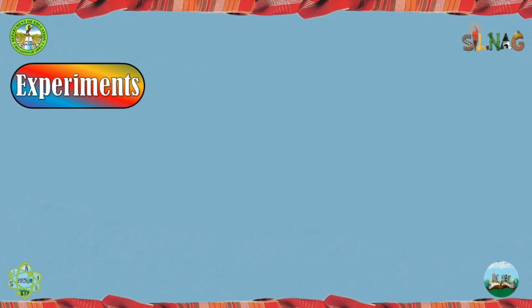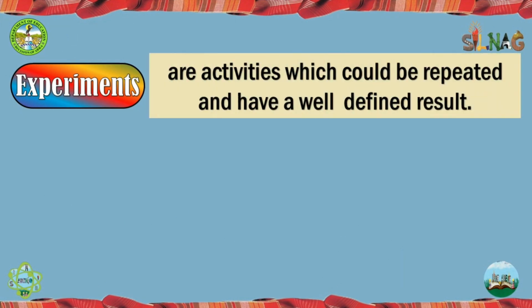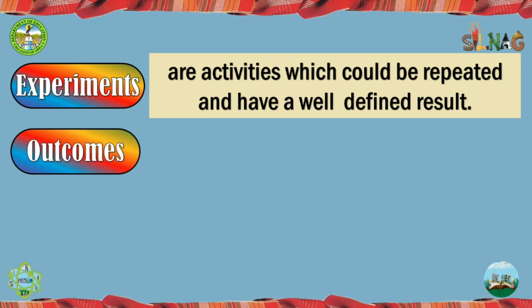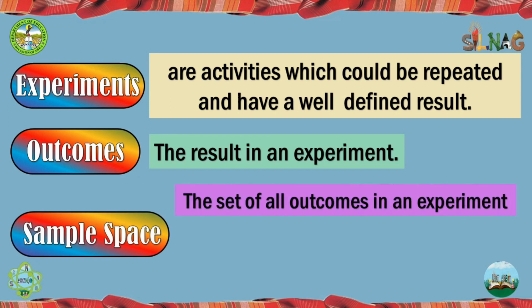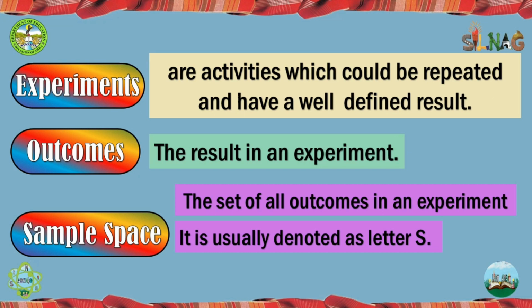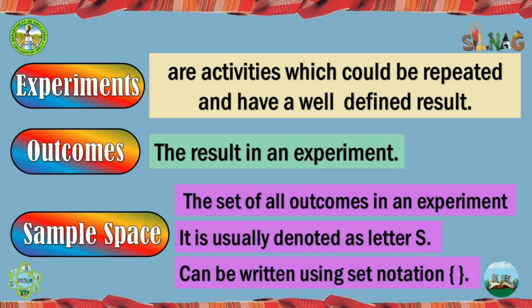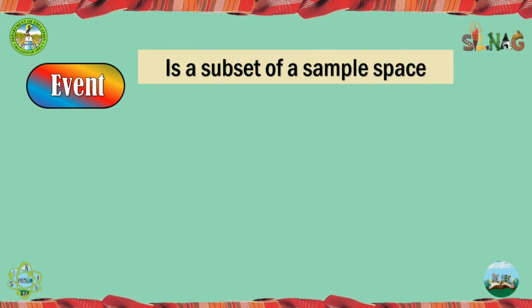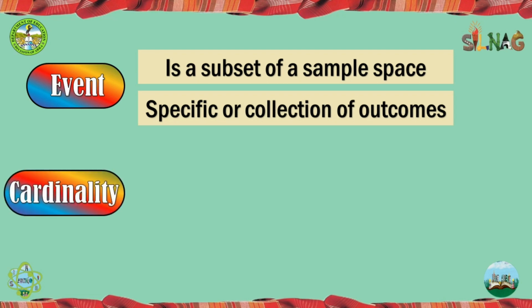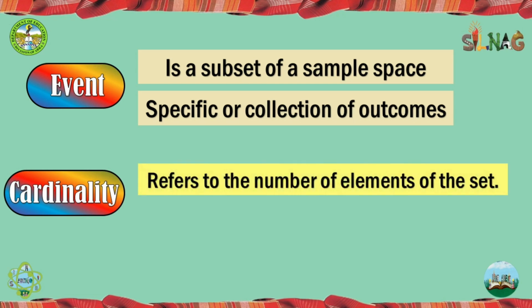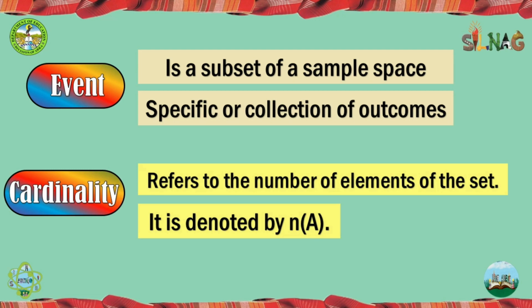What are experiments? These are activities which could be repeated and have a well-defined result. These results in an experiment are outcomes, while the set of all outcomes in an experiment is what we call sample space. It is usually denoted as letter S and can be written using the set notation. The subset of a sample space is event. Moreover, it is a specific collection of outcomes, while the cardinality refers to the number of elements of the set. It is denoted by n(A).